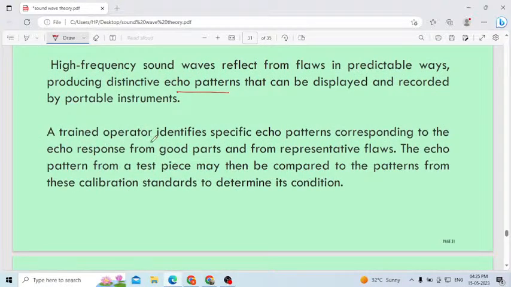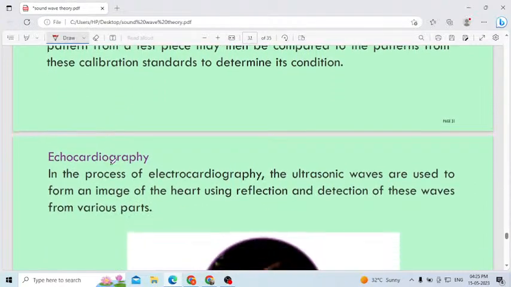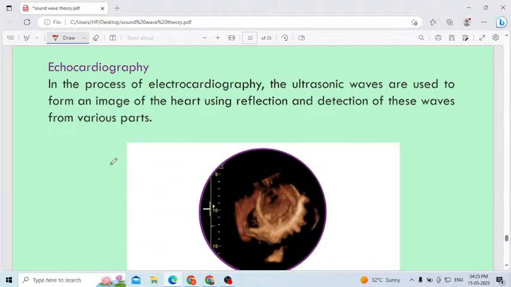A trained operator identifies specific echo patterns corresponding to the echo response from good parts and from representative flaws. The echo pattern from a test piece may then be compared to the pattern from these calibration standards to determine its condition. Later they can cure the cracks also.